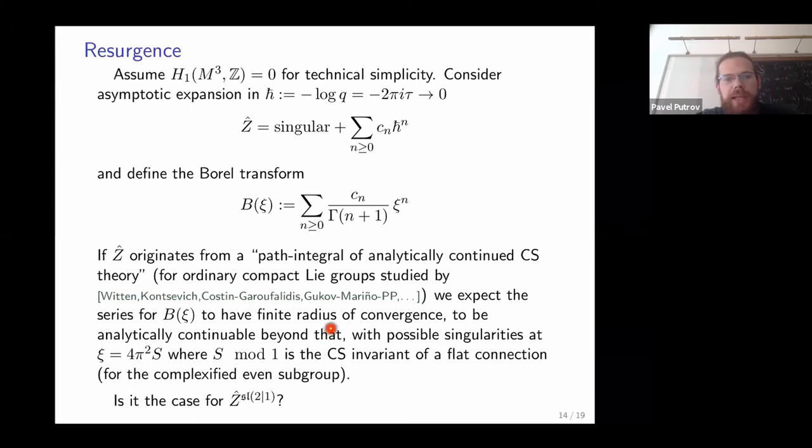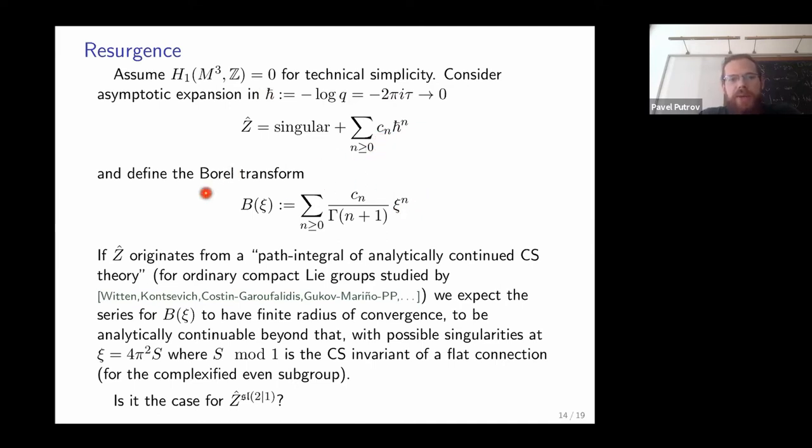So I want to address some analytic properties of this Q series. For a technical assumption, let me assume that H1 is zero, so there will be just a single Z hat, and consider its expansion in terms of h bar, which is minus the logarithm of q, or proportional to tau equivalently. In general, there will be some singular part plus the sum of positive powers of h bar. Note that m does not necessarily run over integers; it can also run over half integers.